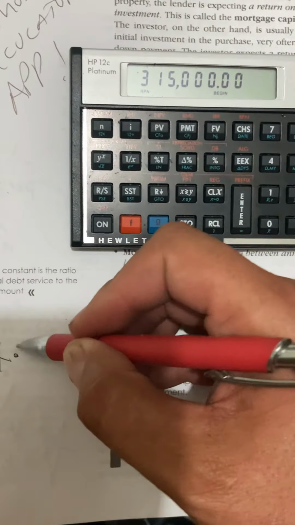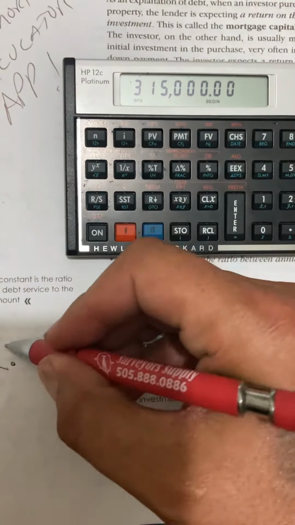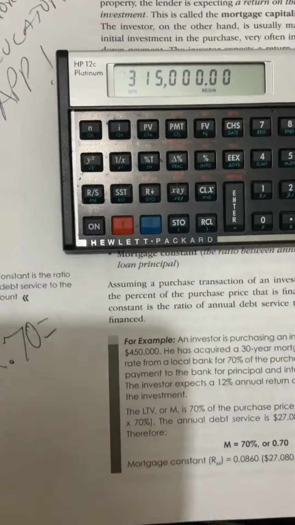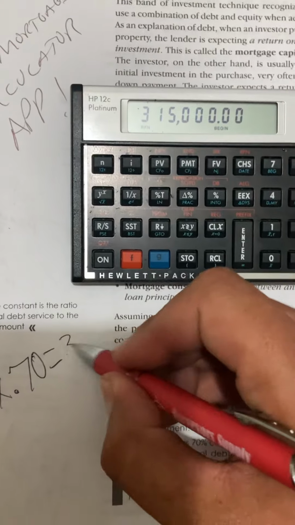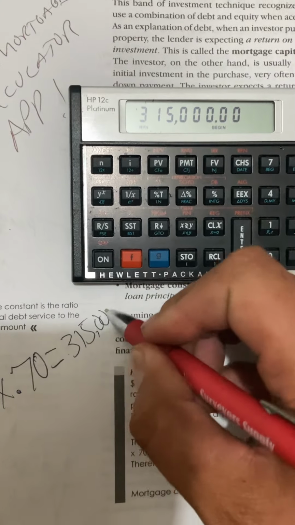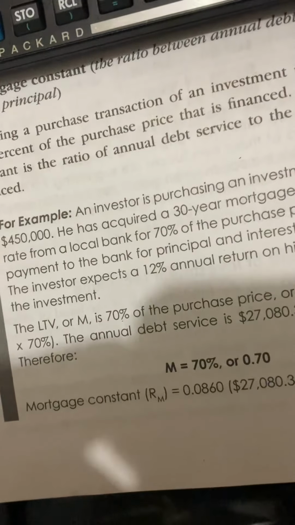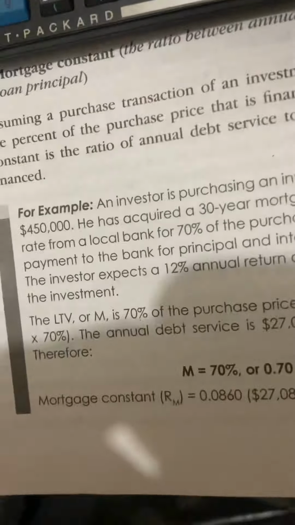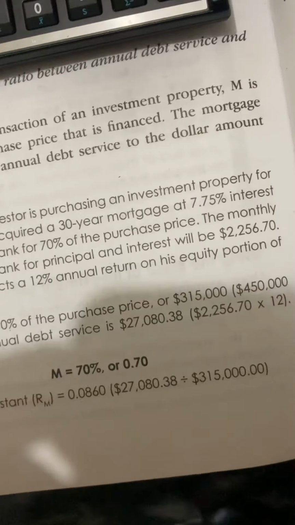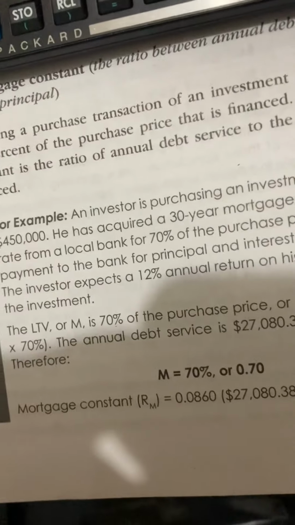$450,000 times 0.70 equals $315,000. Got it right. Good job. The monthly, we already got that. The monthly payment to the bank is $2,256.70.